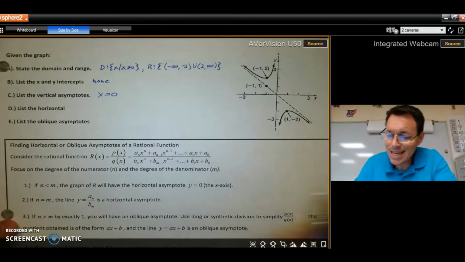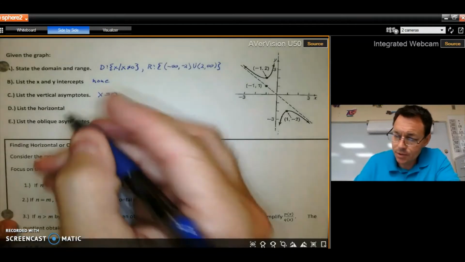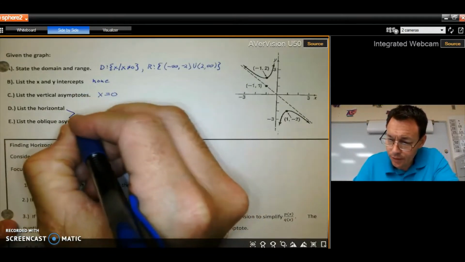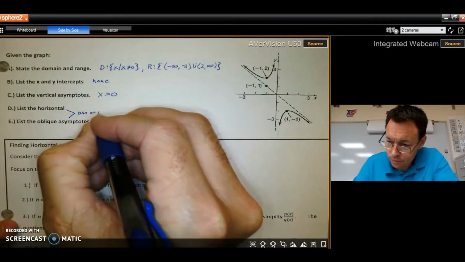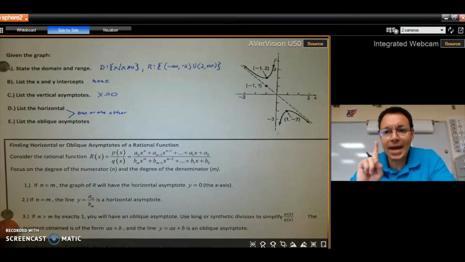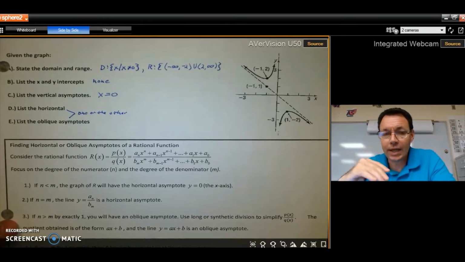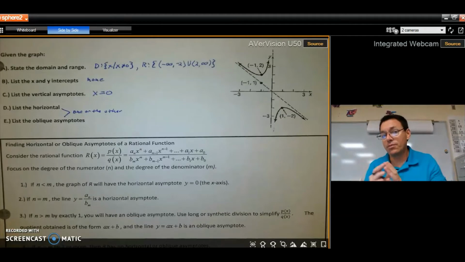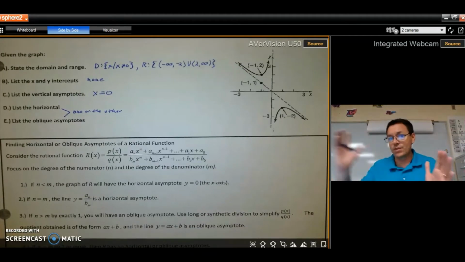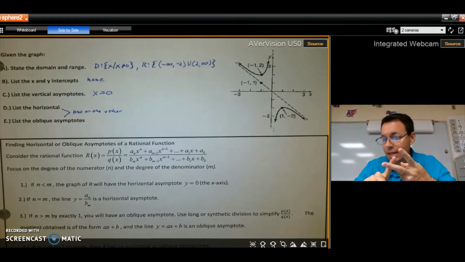Okay? Now, D and E say list the horizontal or list the oblique asymptotes. You can only have one or the other. You can't have both. So any graph can have a maximum of one horizontal asymptote or one oblique. You can't have two horizontals. You could have as many verticals as you want. I could create a function for you guys where you'd have like 5 different vertical asymptotes. I'm not going to, but I could. But any graph can only have one horizontal or one oblique, and not even both of those.